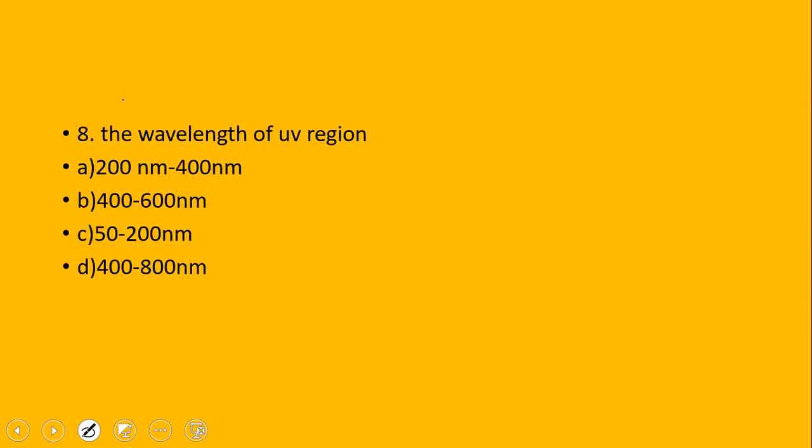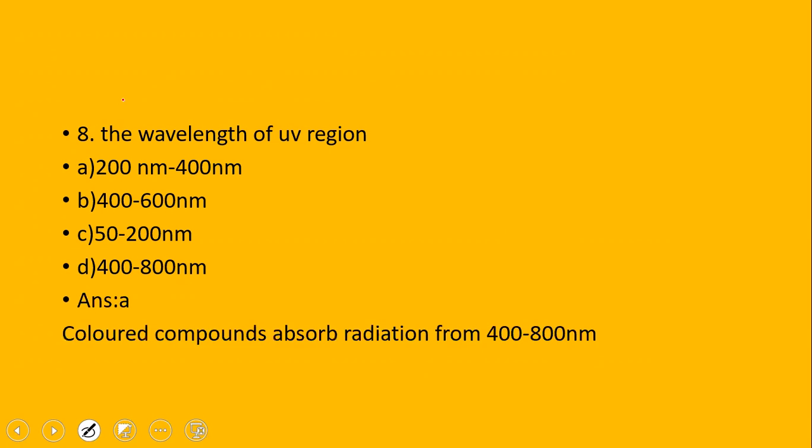Next, this is a simple question. Wavelength of UV region. Option A, 200 nanometer to 400 nanometer. Option B, 400 to 600. Option C, 550 to 200. Option D, 400 to 800 nanometer. The correct answer is option A, 200 to 400 nanometer, while the visible region is 400 to 800 nanometer.